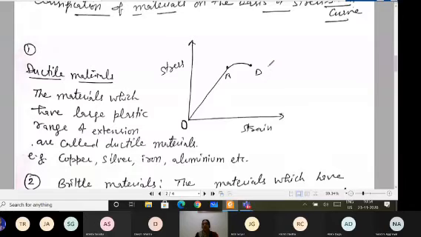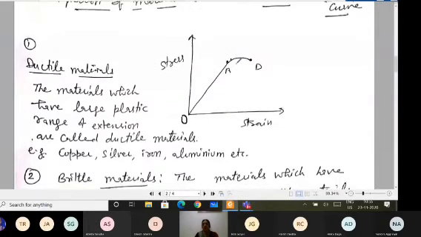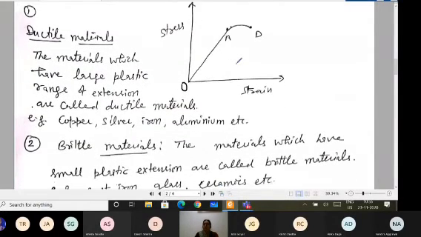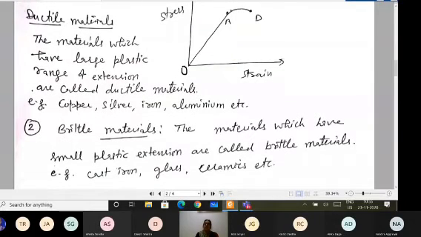These are the examples of ductile materials. But if this D point comes very close, like if D point comes here only, just beyond the elastic limit, then the plastic region is very small. It means this AD portion you can decrease further, and these materials we call brittle materials because they cannot be extended. They just break after applying even a little stress after the elastic limit.